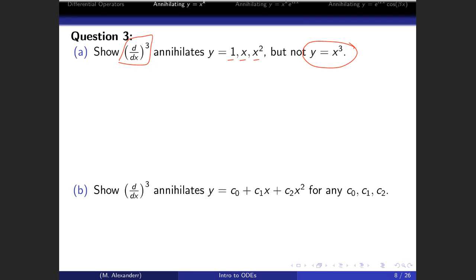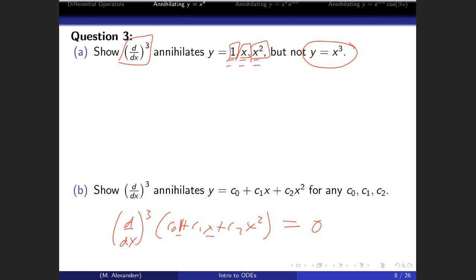Now suppose that you already checked that those three functions are eliminated by the red operator. That means that the red operator, which is the third derivative, if you apply it to c0 plus c1x plus c2x squared, this is also going to be equal to 0, because individually you already checked that the red operator cancels out the function 1, the function x, and the function x squared, which are the linear combinations here on the bottom.